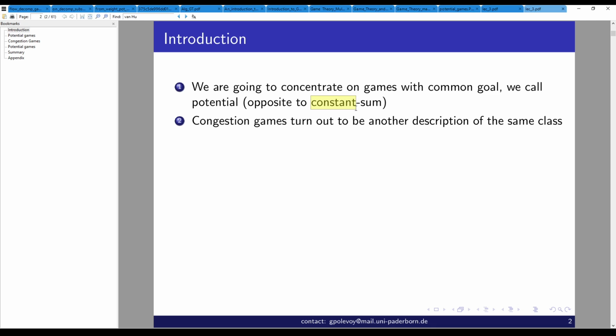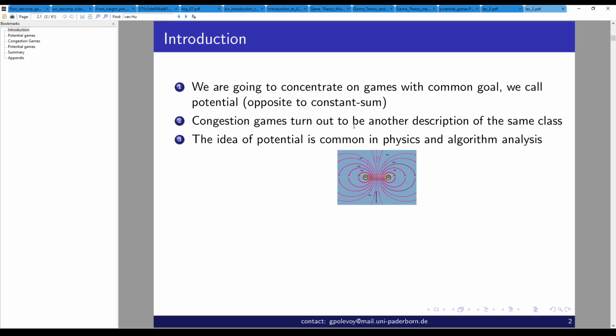And no topic is extremely complicated. Well, there are some, let's say, cumbersome places where you have a lot of notation, but that's all. Everything is possible to understand. So, as I said, congestion games turn out to be another description of the same class, but we are going to first start with the potential games.